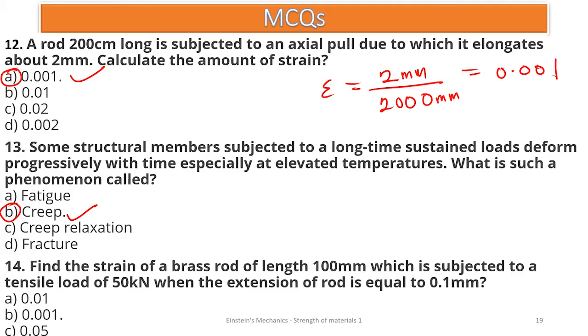14. Find the strain of a brass rod of length that which is subjected to a tensile load of that with an extension of that. So here the strain is also going to, so this is stress. Strain is going to be deformation 0.1 mm on 100 length, and that is going to give us 0.001.